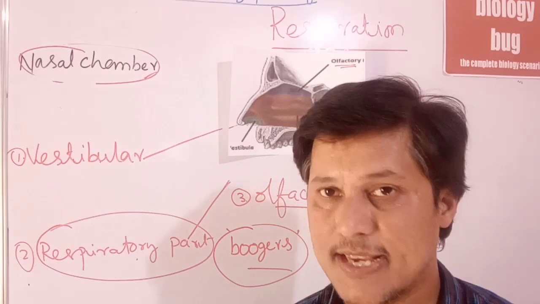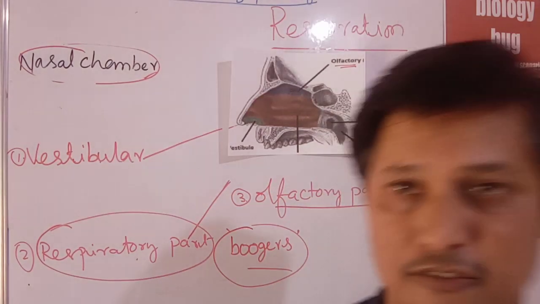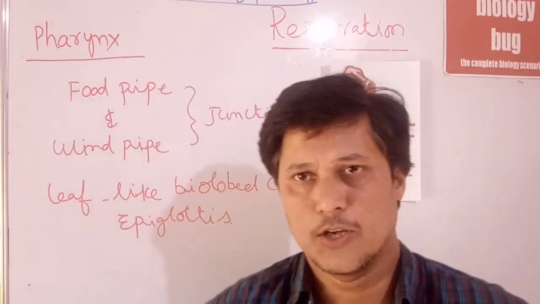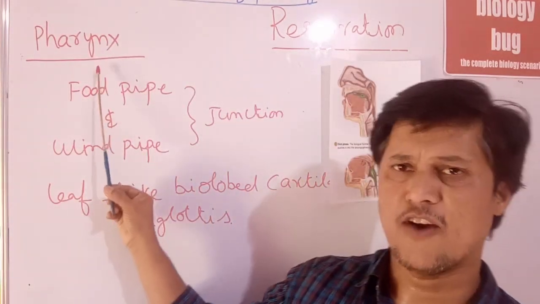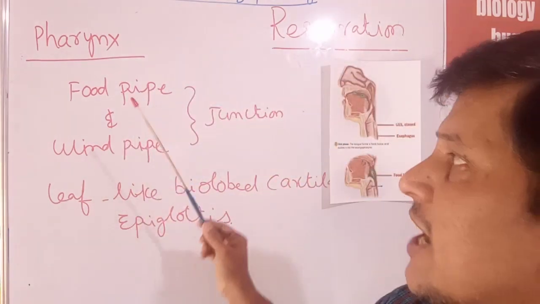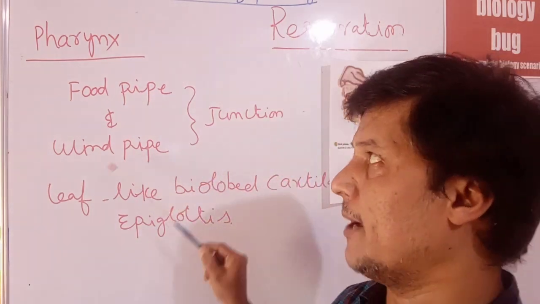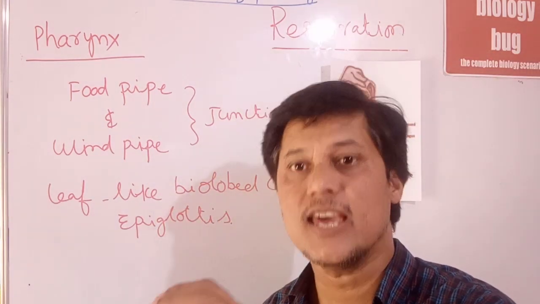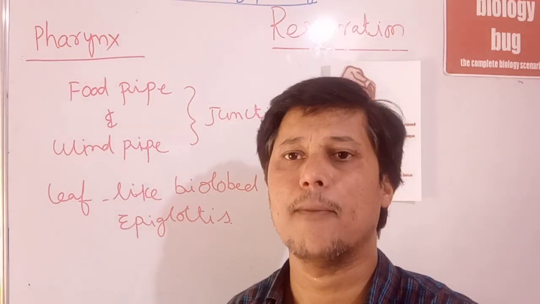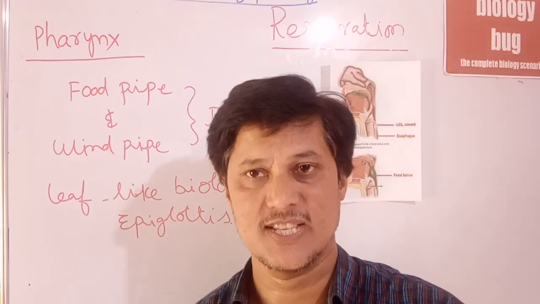Next part is the pharynx. It is a junction of the food pipe and windpipe. The food pipe is also known as the esophagus, and the windpipe is also known as the trachea.